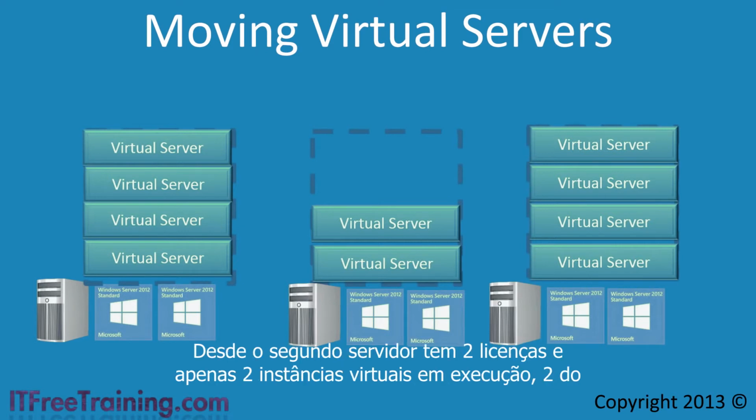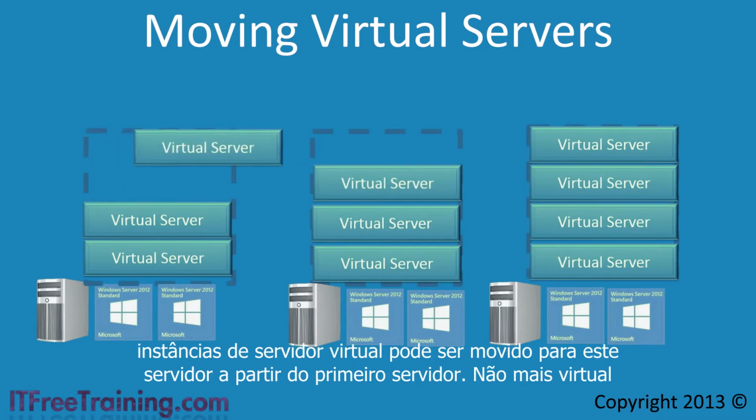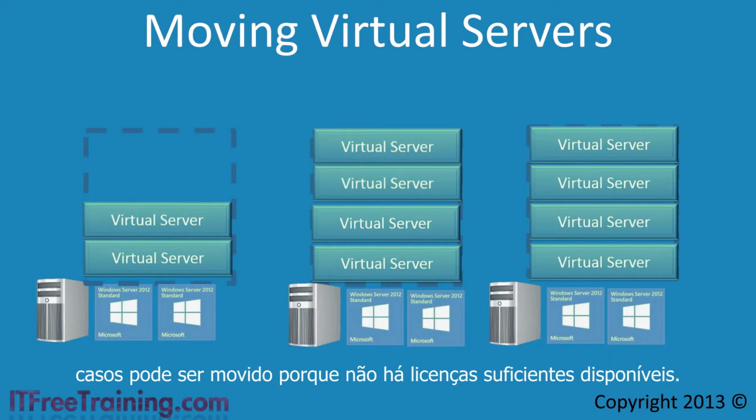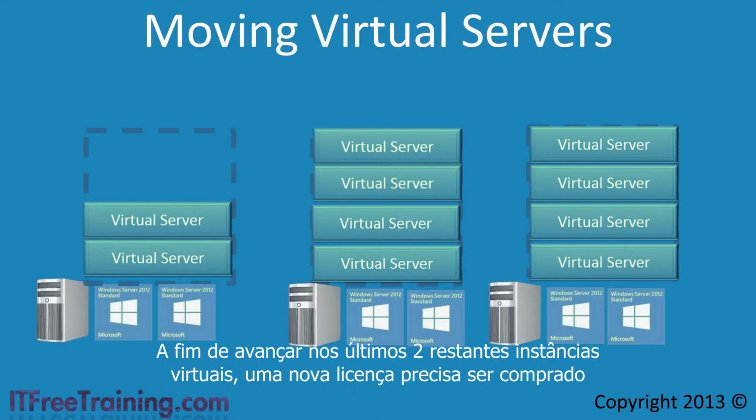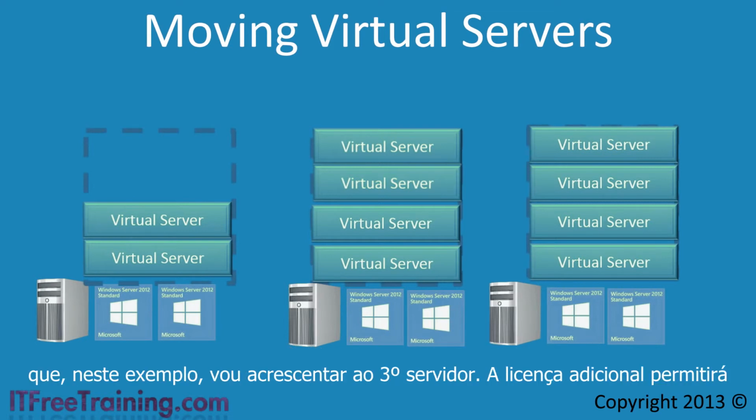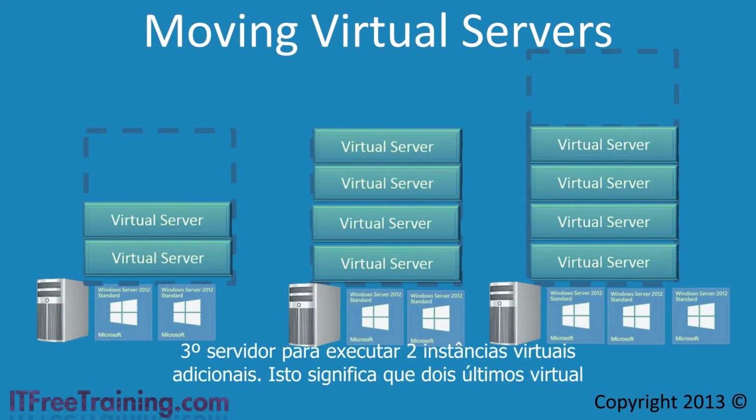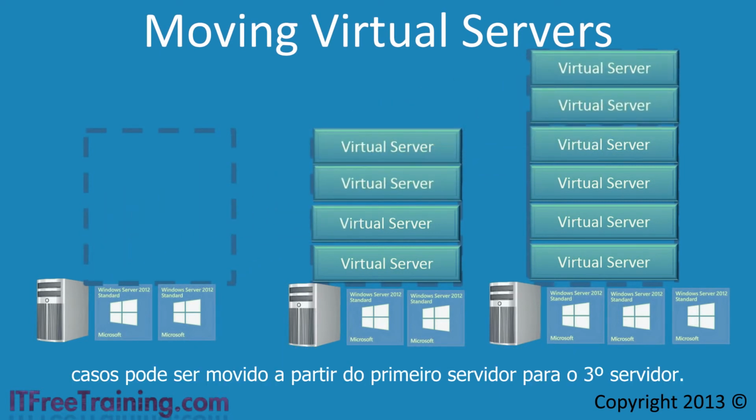Since the second server has 2 licenses and only 2 virtual instances running, 2 of the virtual server instances can be moved to this server from the first server. No more virtual instances can be moved because there are not enough licenses available. In order to move the last 2 remaining virtual instances, a new license needs to be purchased, which, in this example, I will add to the third server. The additional license will allow the third server to run 2 additional virtual instances. This means that the last 2 virtual instances can be moved from the first server to the third server.